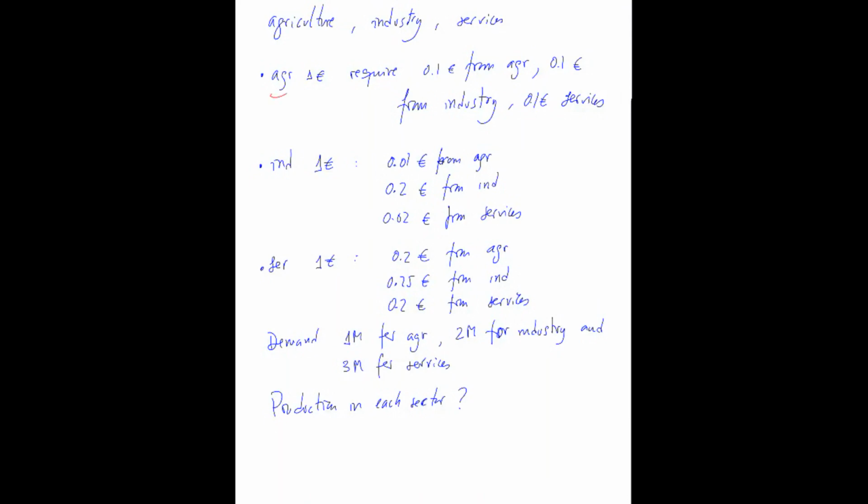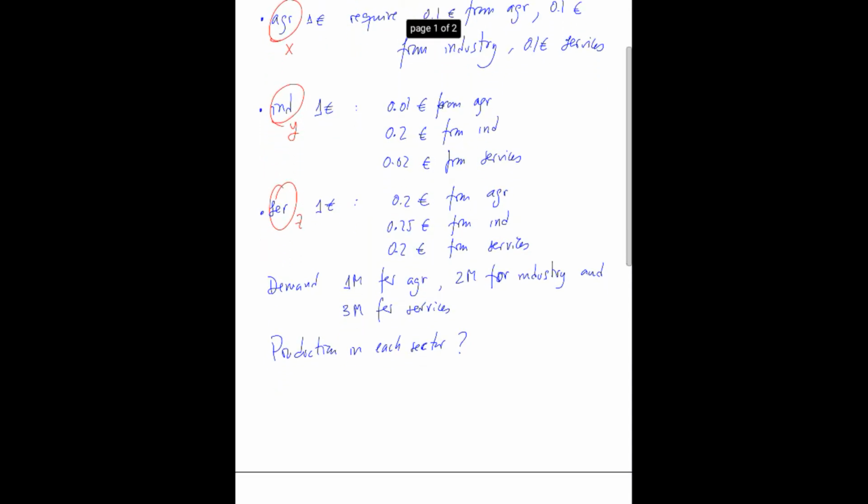The total production in agriculture, I'm going to denote it by X. In industry, I'm going to denote it by Y, and services will be Z. In this case, to produce X output in agriculture, we need 0.1 X from agriculture itself, meaning we eat 10% of what we produce. We need 0.1 X from industry and 0.1 X from services. The requirements are expressed in terms of X because the more agriculture we produce, the more requirements we have.